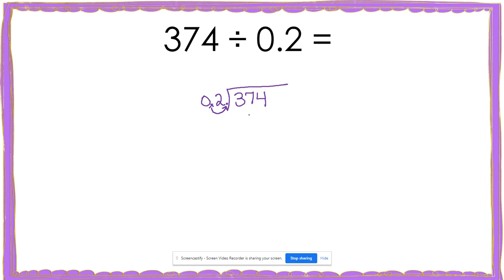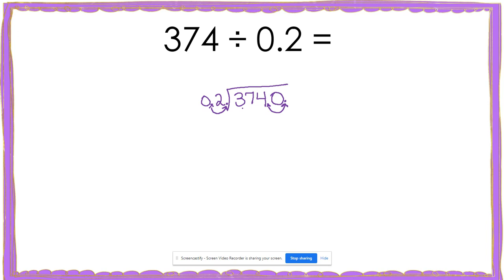When I look at this dividend, it looks as if there is no decimal, but I always know that every whole number has a decimal at the end. So there is a decimal here that I'm going to take and move one place to the right. When I move it one place to the right, I'm left with an empty space, and I need to fill it with a placeholder of 0. Now I can start dividing.